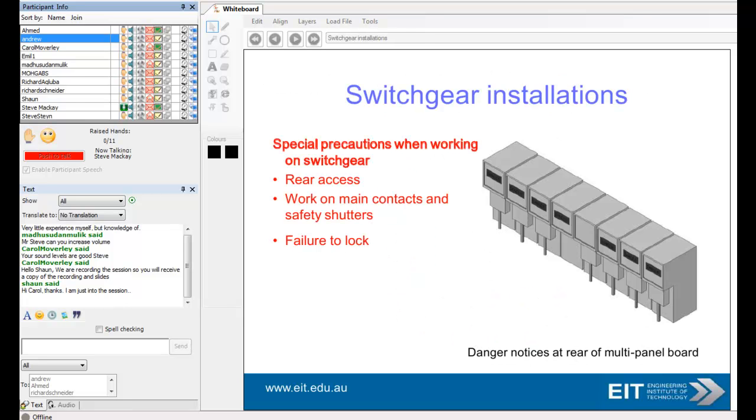And just a final few words about switchgear installations. One of the issues here is rear access, work on main contacts, failure to lock. It's very important that you handle those issues. I was talking to a few guys a week ago about arc flash issues with switchgear.